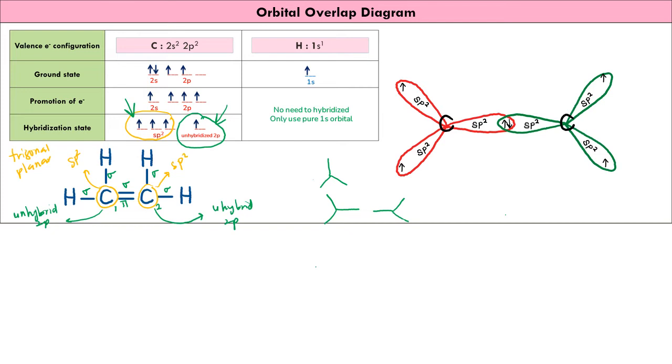Tapi sekarang orbital kita ada elektron. So at each carbon nanti, apa yang kita akan buat adalah kita akan lukis kita punya unhybridized 2p. Unhybridized 2p macam mana awak lukis? Lukis the shape of 2p orbital. P orbital which is dumbbell. So from the center over here, awak akan lukis.